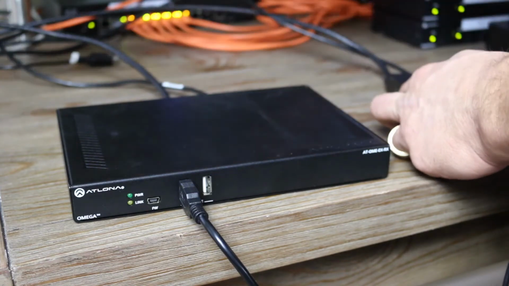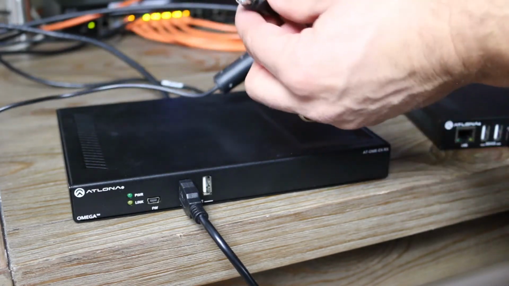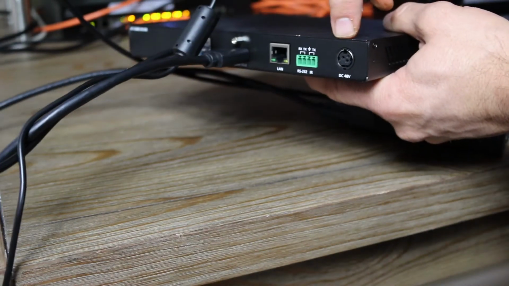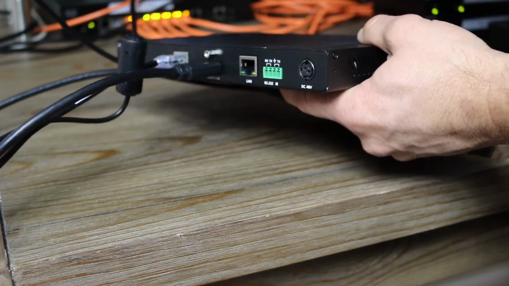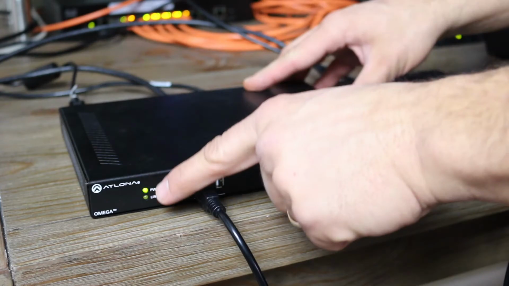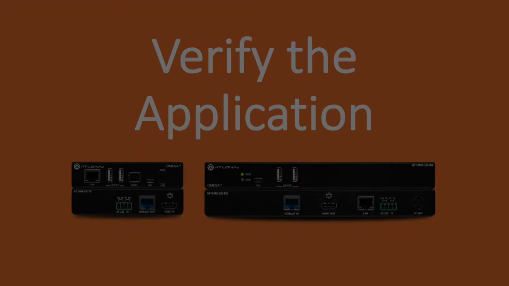The last thing I want to do here now is apply power into the receiver. On the back side of the receiver is the power port, and plug the power port into that. Notice now we have LED lights flashing on our device.